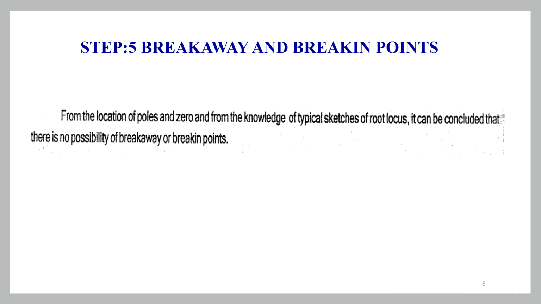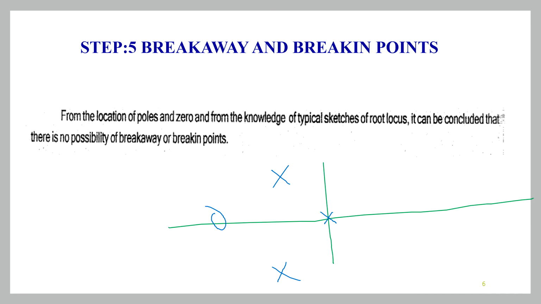The next step is breakaway and break-in. So from the given information we have one real pole, one real zero, and one pair of complex poles. From this information we can understand that the branches will always start at a pole and end at a zero. So this pole has the probability to meet the zero and end there. Similarly, these two poles may approach infinity by following the angle of departure procedure, right?